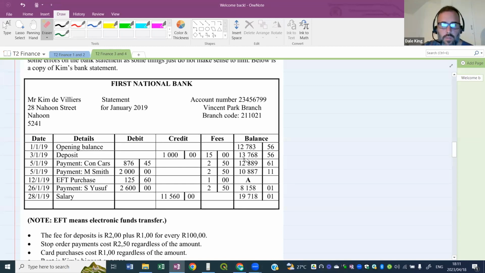Okay, and we look at the bank balance, and we can see that our 12,783 increased to 13,768. So when you put money in, like a deposit, it goes into the credit column over here, and it increases your balance. Okay, so credits, when they put credits in the credit column, will increase your balance. Okay, so let's write that here just to remember.